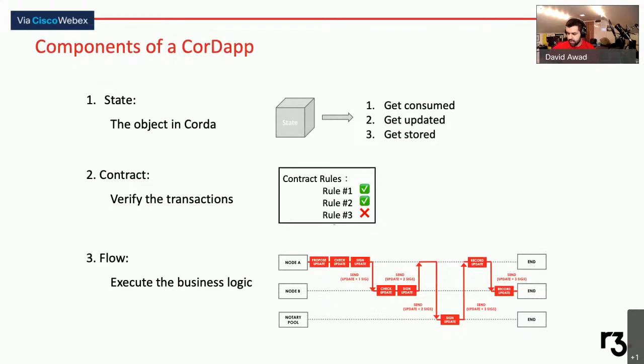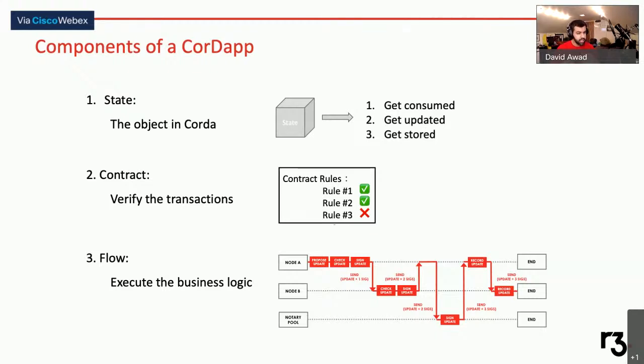So states are any object in Corda, right? These are cars, these are loans, these are votes, these are mortgages, etc., etc. Any object that is fungible that you want to represent digitally is a state in Corda terminology. Corda makes this very easy for you. States get consumed, they get updated, they get stored, they get created, they get destroyed, etc.